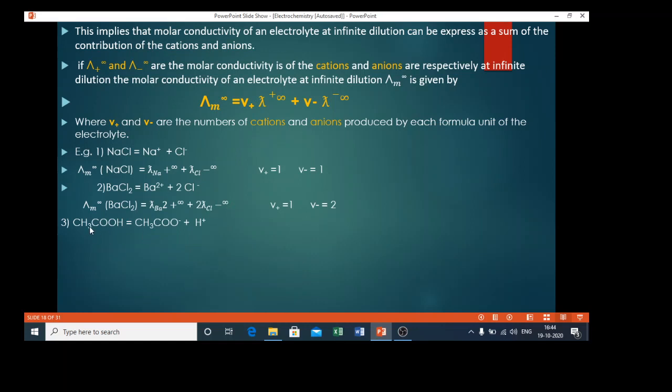Another example is acetic acid. It dissociates as acetate ions plus H plus, so V plus is equal to 1 and V minus is equal to 1.